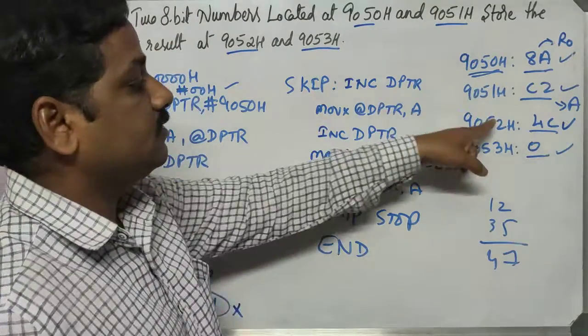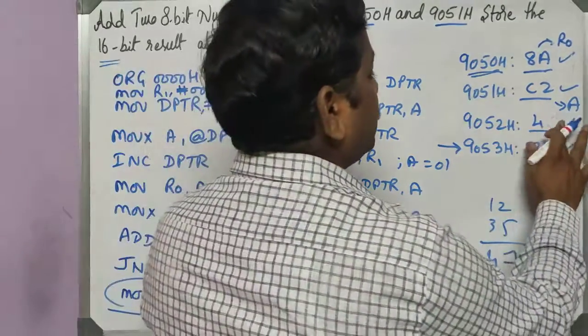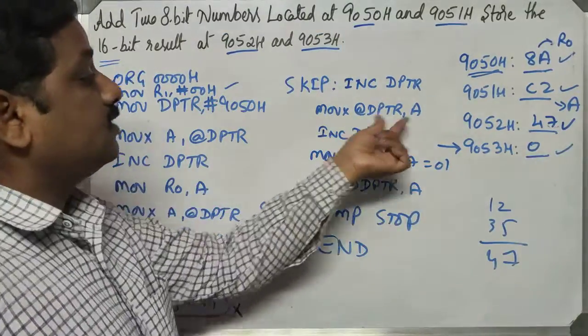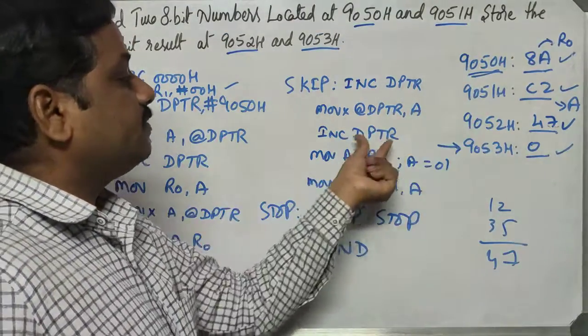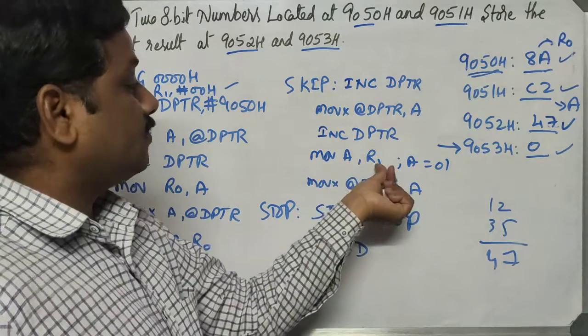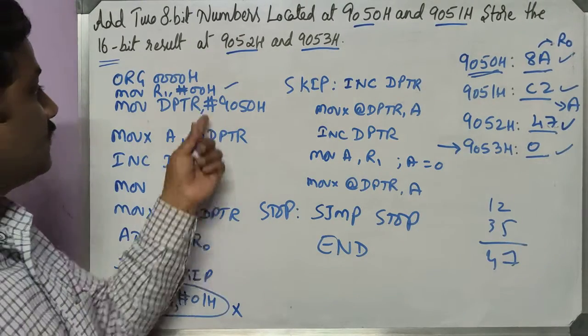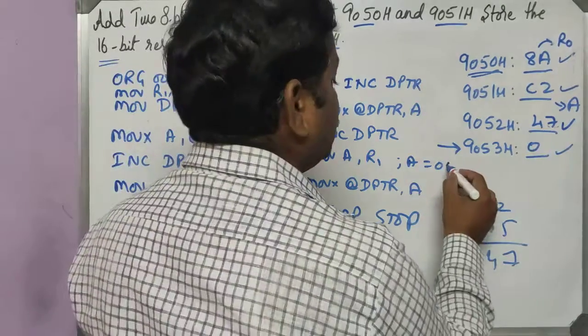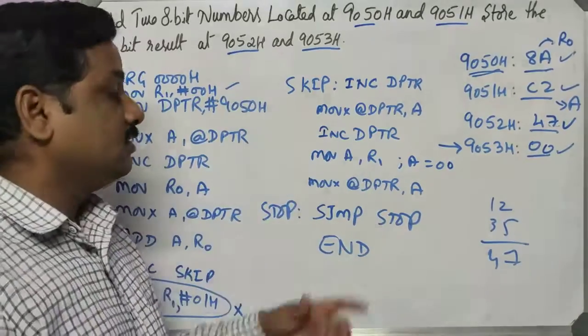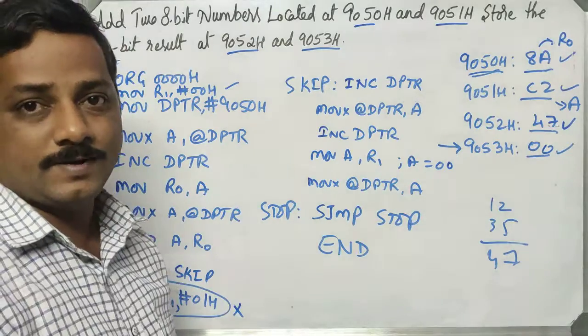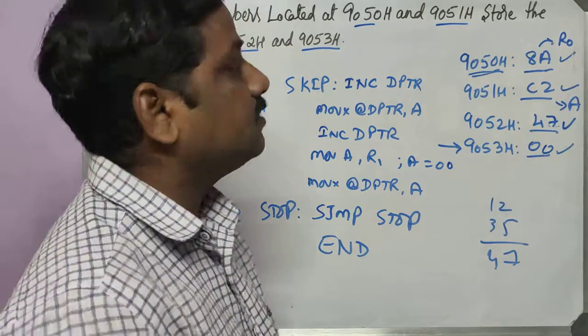Increment DPTR. It will give the answer here. 47 will be here, and that will be here. Increment DPTR 9053. And now R1 is assigned to A. Now what is R1 here? We skipped it. R1 is already 00, so 00 will be in that. If there is no carry, that is what's going to happen. I hope this concept is clear.